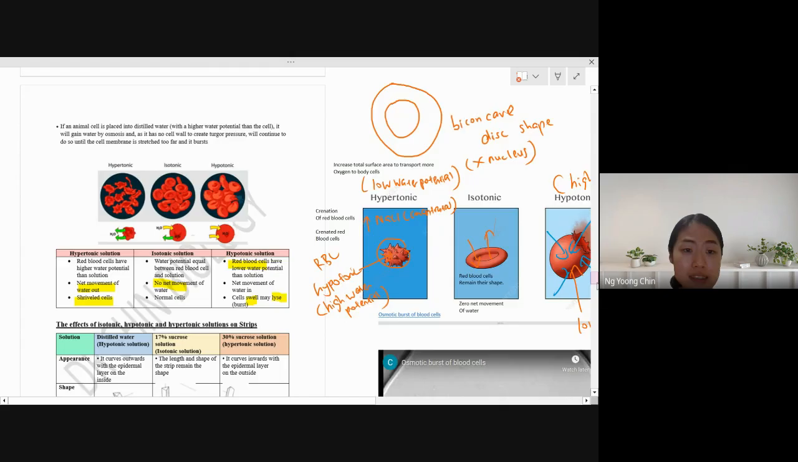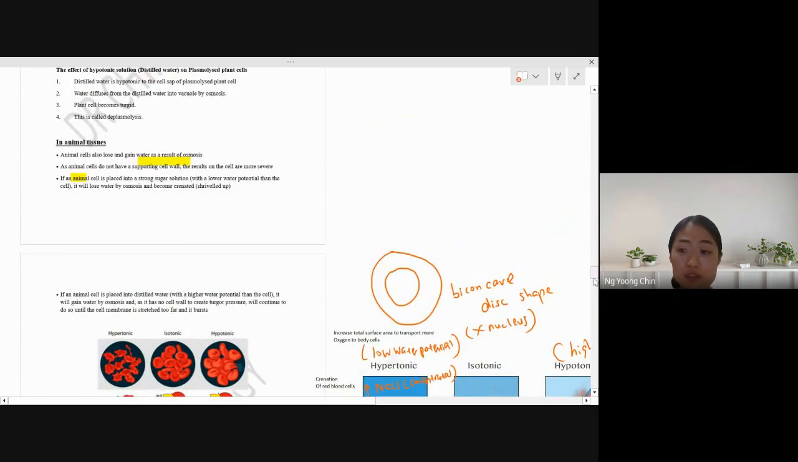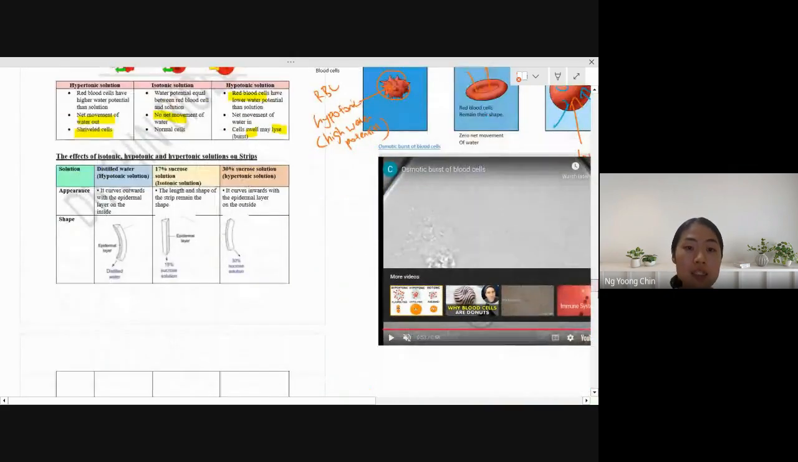Yeah, so this is the red blood cell. Okay, it's very straightforward. Then how about the strip? This strip that I refer to is the potato strip. They like to come out with these potato strip experiments in your Paper 4 or Paper 6 exam, so you can see what will happen. Okay, these potato strips refer to plant cells, so that means they have a cell wall. This is a potato strip.